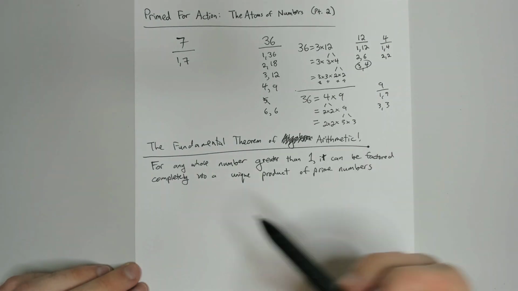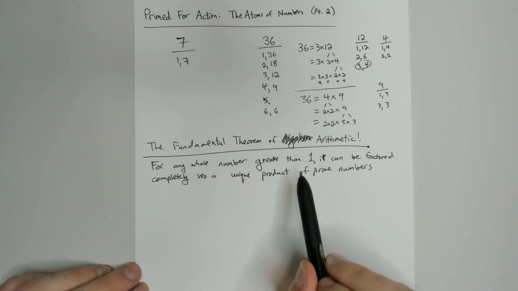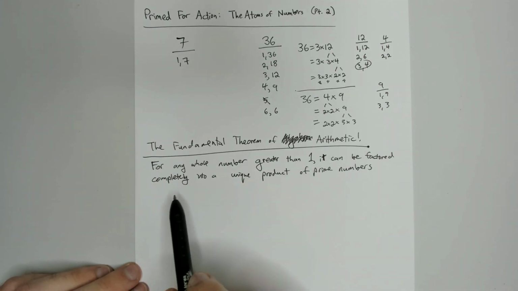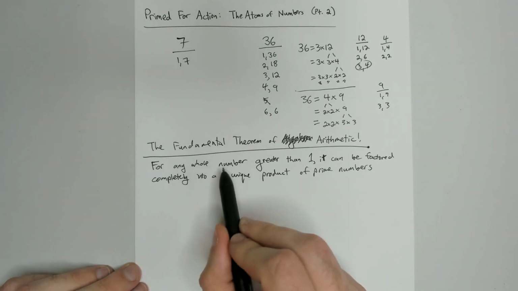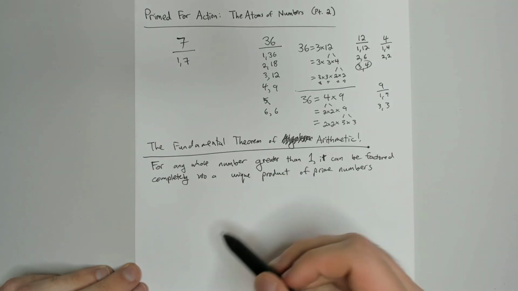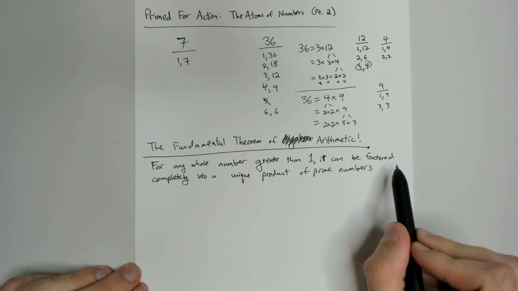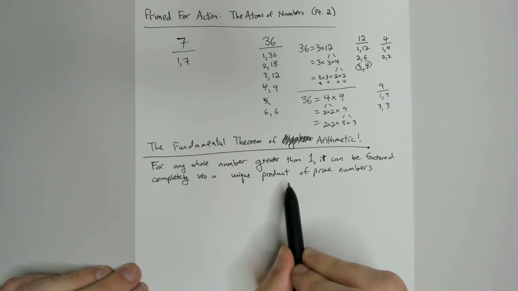So the fundamental theorem of arithmetic says that for any whole number greater than 1, it can be factored completely into a unique product of prime numbers. Okay, so any whole number greater than 1, so that could be 2, 5, 3,000, right? It can be factored completely into a unique product of prime numbers.